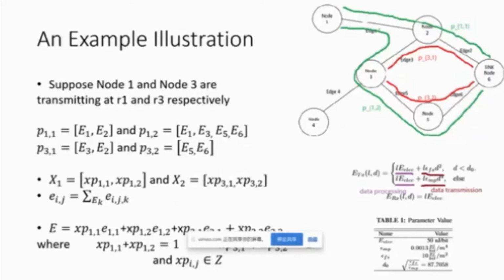The source device and the destination device only consume transmission processing energy and receiving energy respectively. The relay device consumes both transmission and receiving energy. We use an indicator vector of size 2 for each node to indicate whether the corresponding path is selected or not.